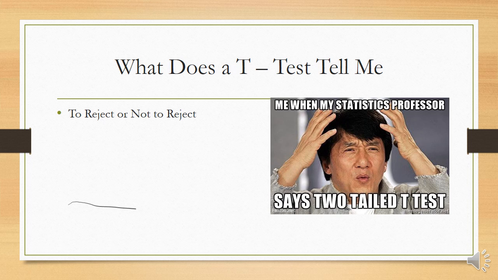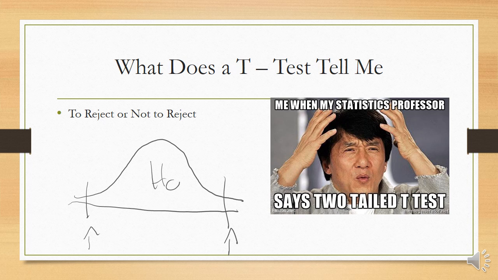So what a t-test tells you, given a critical value, which you'll find out from a t-table, is whether or not to accept or reject the null hypothesis. That's what the t-test will tell you. It will help you to understand whether or not the given mean that you have should be accepted or rejected.